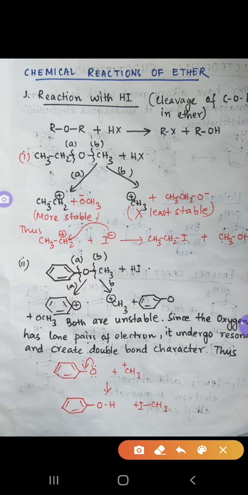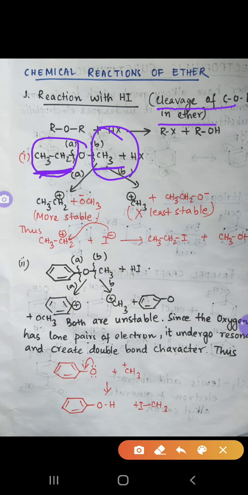Suppose in the first case we see that one is an ethyl part and the other is methyl. It is known as ethyl methyl ether, right? So as we see, cleavage of the C-O bond takes place. This C-O bond can break from either side. From side A we will get this. If it breaks from side B, we will get this. First of all, we will consider the breakage takes place from side A.